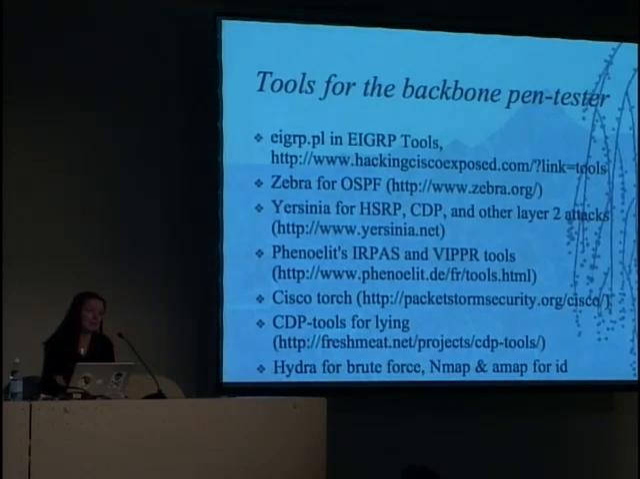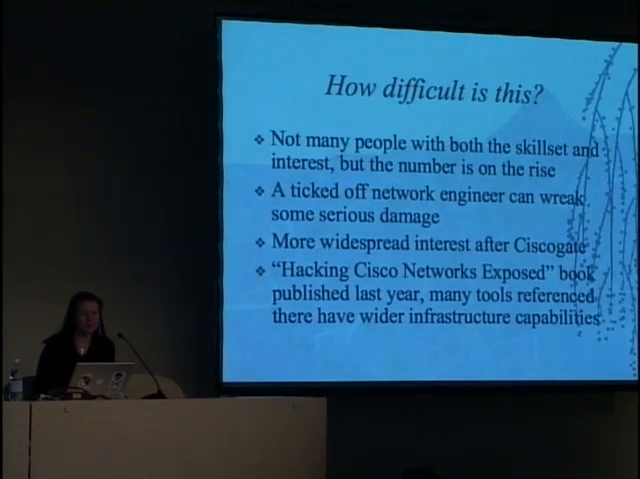There's CDP tools, which is available off of FreshMeat, and that allows you to live from a Unix box and speak CDP. And you can just say, hey, I'm a phone. No, wait, I'm a router. No, wait, I'm a switch. I'm a washing machine. Okay, there's no washing machine option, but you get the idea. And then you can brute force with Hydra or Nmap or AMAP. So that's most of the attack side.